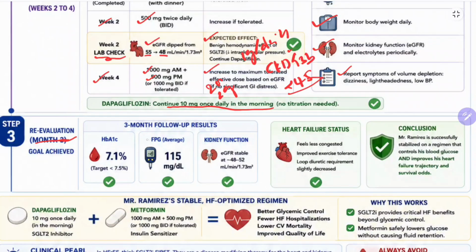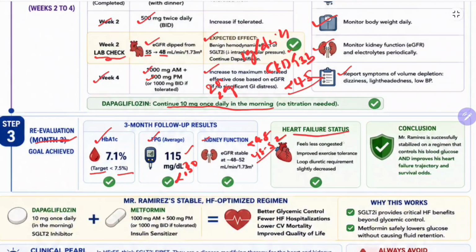Most important investigations are FPG and HbA1c for glucose control, and because the patient has CKD, you should see eGFR also. So after 3 months, the results: HbA1c is 7.1%, so it is less than 7.5%, so the target is achieved. Fasting plasma glucose is 115, so it is less than 130, so the target is achieved. eGFR is stable, so in the third month eGFR has not fallen, it is between 48 and 52. Okay, so no worry.